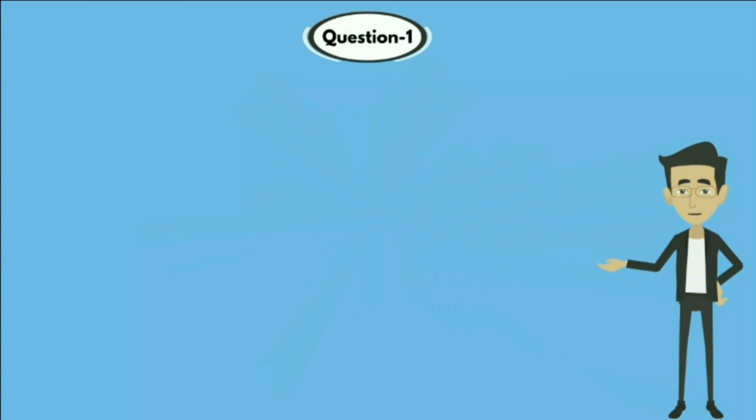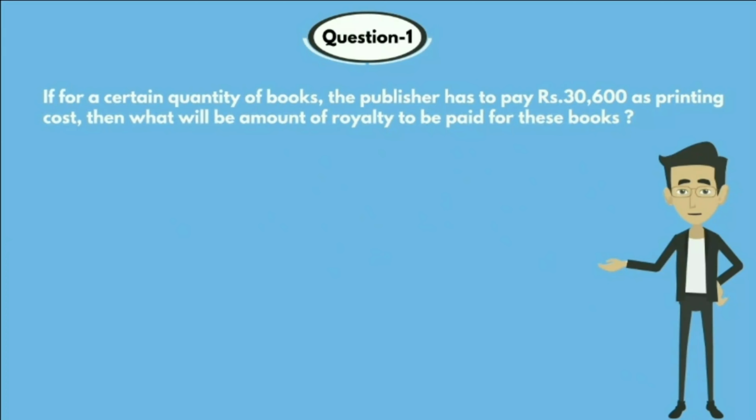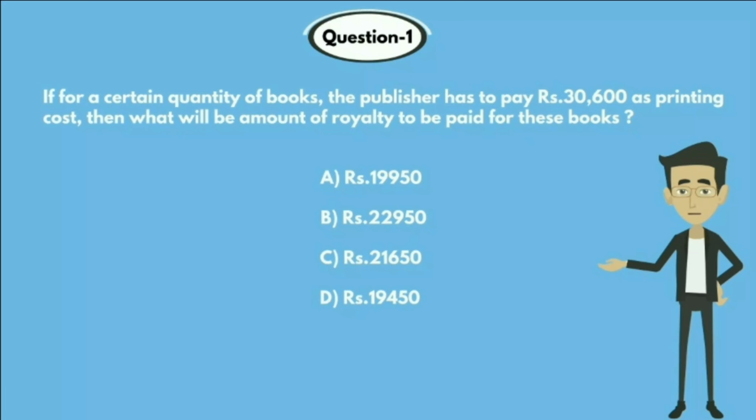Question number 1. If for a certain quantity of books, the publisher has to pay 30,000 rupees as promoting cost, then what will be the amount of royalty to be paid for these books? Options are: Option A, 19,950 rupees. Option B, 22,950 rupees. Option C, 21,650 rupees. Option D, 19,450 rupees. And option E, none of these.